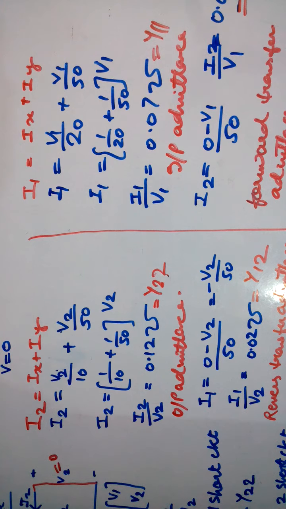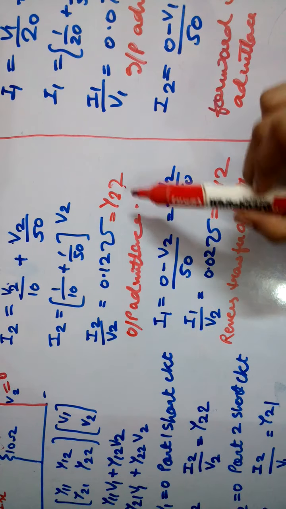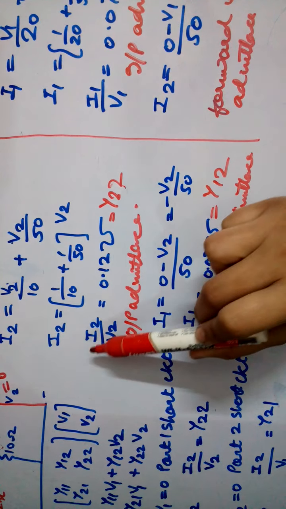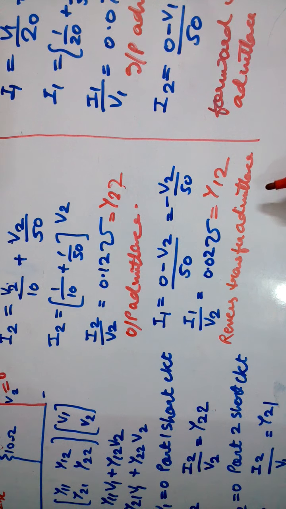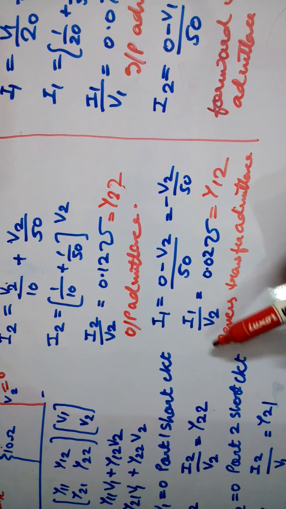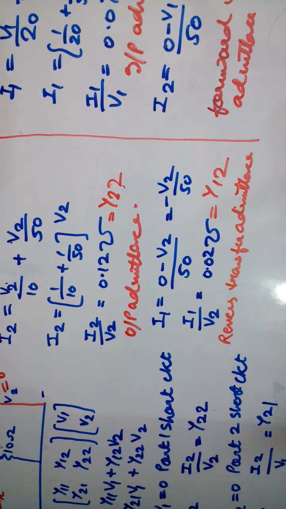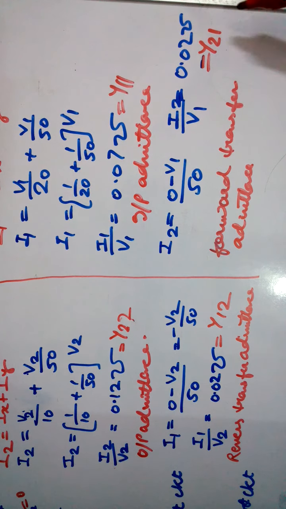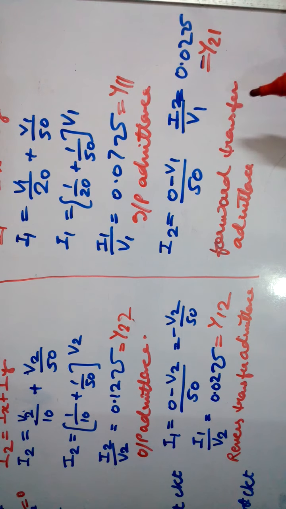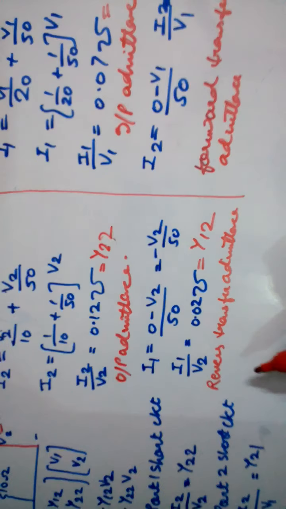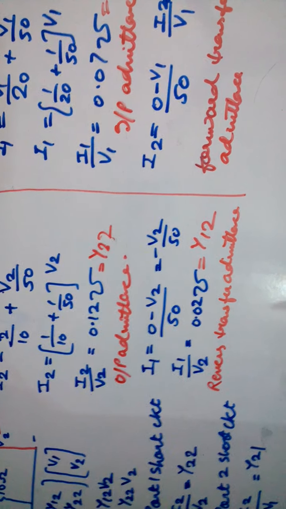In this, you see that Y22 is output admittance as it is the ratio of output current to output voltage. Y12 is reverse transfer admittance because it is the ratio of input current to output voltage. Y11 is input admittance, the ratio of input current to input voltage, and Y21 is forward transfer admittance, the ratio of output to input. I hope you understand this concept.